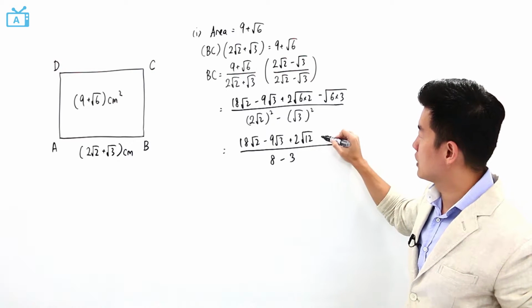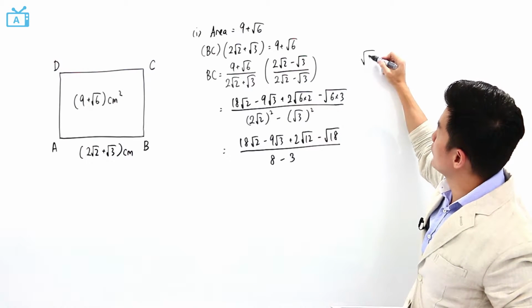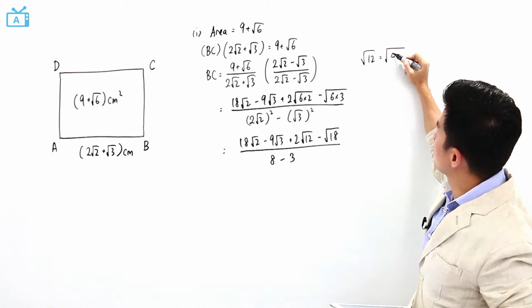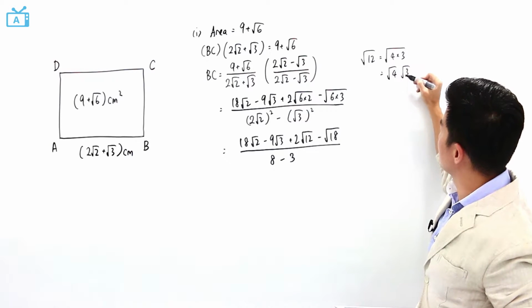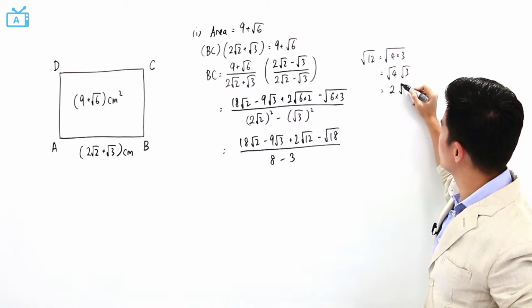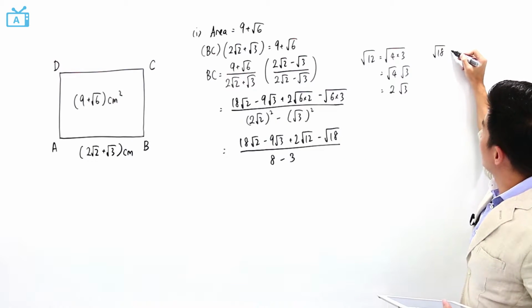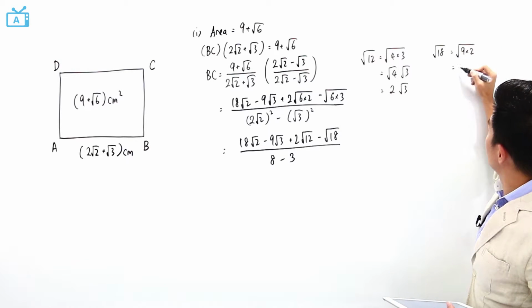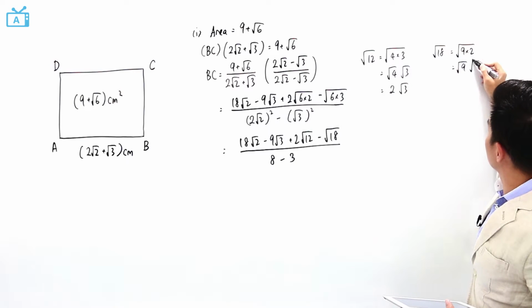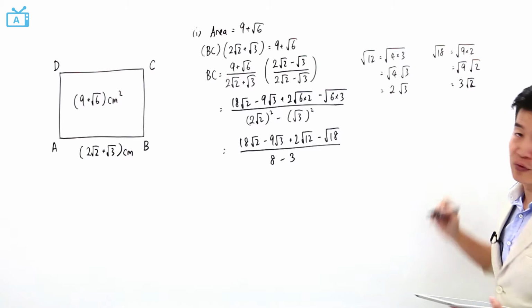As for the numerator, we have this, minus 9 square root of 3, plus 2, this is square root of 12, minus this is square root of 18. Square root of 12, I can rewrite it as square root of 4 times 3, and that means it is square root of 4 multiplied by square root of 3. This is just 2 square root of 3. And as for square root of 18, I'm going to rewrite it as square root of 9 times 2, which means that it is square root of 9 multiplied by square root of 2. Square root of 9 is 3, so 3 square root of 2.